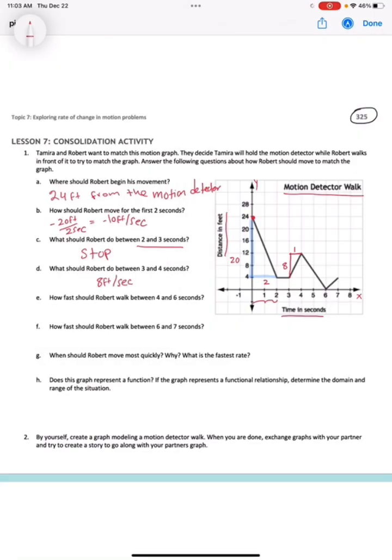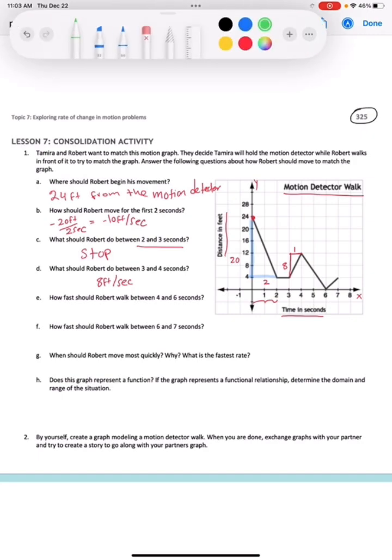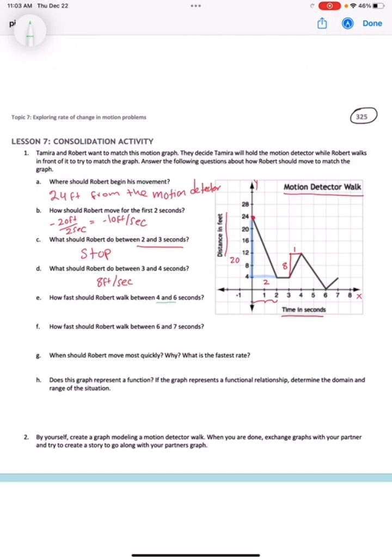E. How fast should Robert walk between 4 and 6 seconds? That's over here. Why is it a different color? So they want 4 to 6 seconds, so from here to here, we'll go this way and that way.